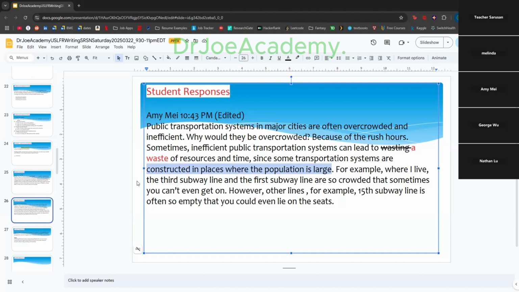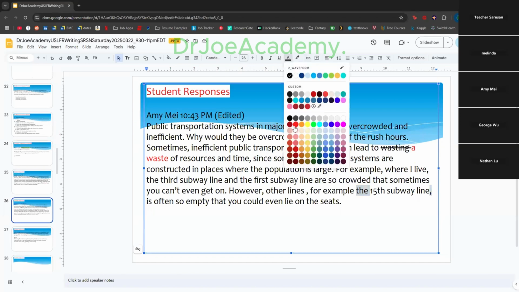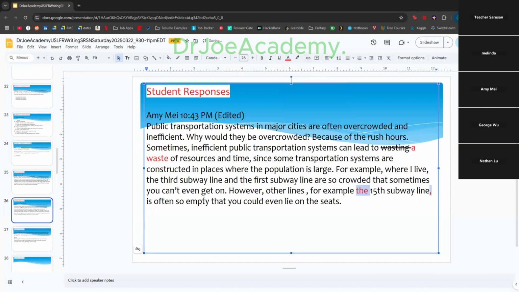For example, where I live, the third subway line and the first subway line are so crowded that sometimes you can't even get on. However, other lines, for example, the 15th subway line, I think we can take this comma out and actually move it over here. Is often so empty that you could even lie on the seat. Nicely done. Very well said.